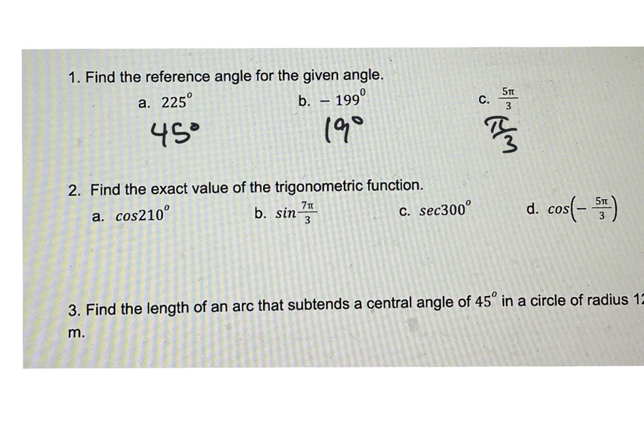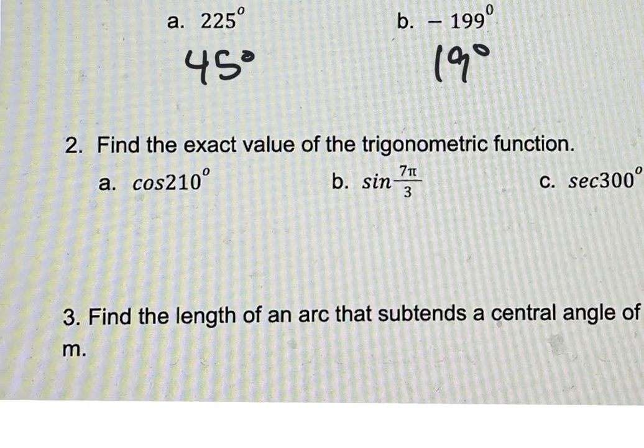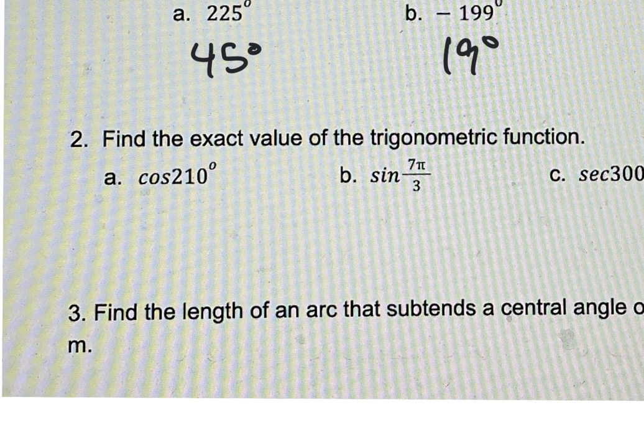Number two, find the exact value. This was the funnest, most fun thing we did all week. All right, cosine 210. First of all, let's find the reference angle. The reference angle is actually 30 degrees because it's 30 degrees past 180. In radians, 30 degrees is pi over 6. And cosine pi over 6 is square root of 3 over 2.